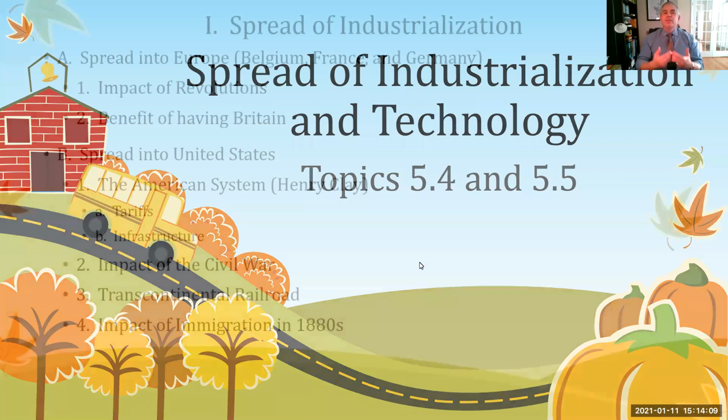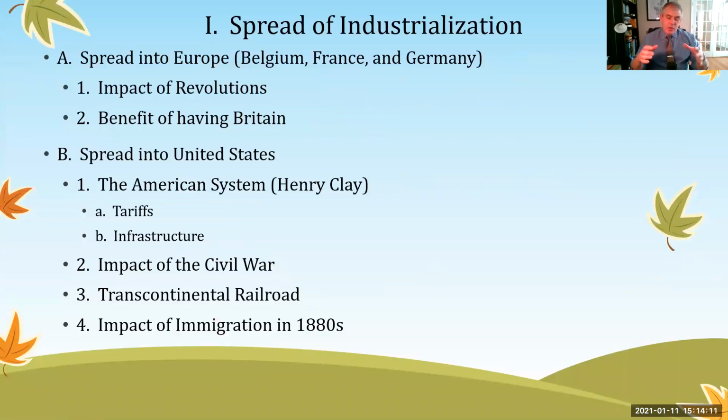So when we talk about the spread of industrialization, we remember, of course, that industrialization begins in Britain and then is going to spread from Britain to other parts of the globe. So the spread into Europe, particularly Belgium, France, and Germany, is the next thing we look at. And when we talk about time frame, we're looking at about the 1830s, 1840s.